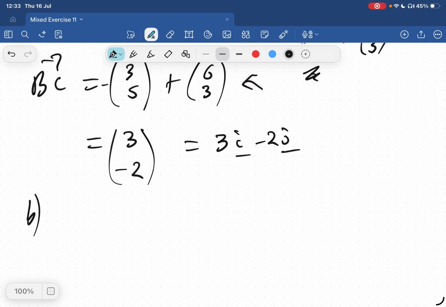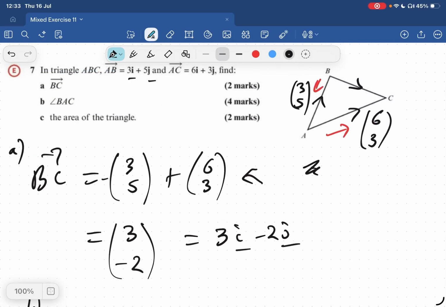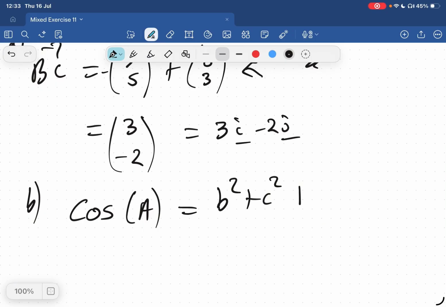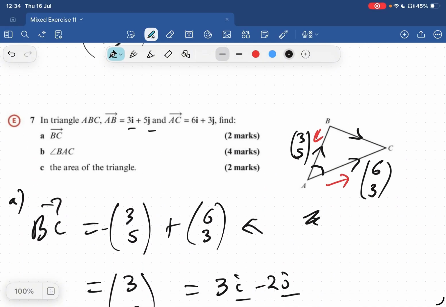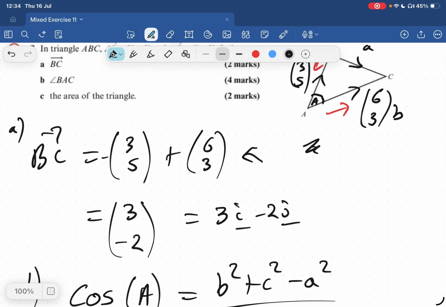Okay, part B now, we need to find the angle BAC. Okay, this angle BAC here. And hopefully what comes to mind straight away is your cos rule. Okay, so b squared plus c squared minus a squared over 2bc. What is a? Well, we have this as big A, and little a has got to be opposite big A, and then this being b and that being c, doesn't matter.